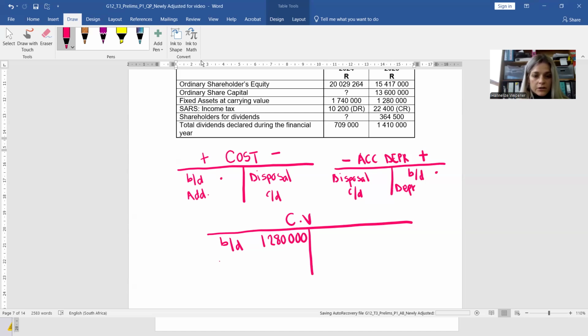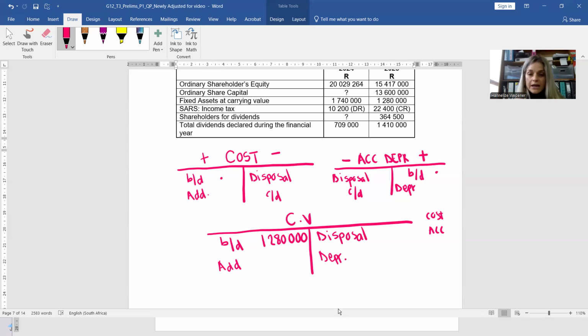Then I'm going to look for additions, which will increase my carrying value because it increases my cost. I'm going to look for my disposals, keeping in mind that we are doing the carrying value account, so disposals at carrying value are to be removed there. And then I'm also looking for my current year's depreciation. Remember, your disposal consists of your cost minus your accumulated depreciation.